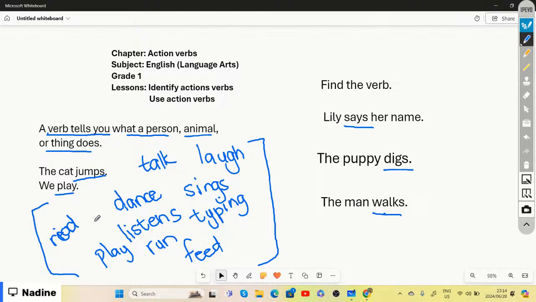Here we already have play, which means that play is done. So think of sentences that we can make with these words. We have read, talk, laugh, dance, sings, listens, typing, run, feed. Can you make a sentence with one of those verbs? Or type a sentence telling me what you're doing now or what you did earlier on.